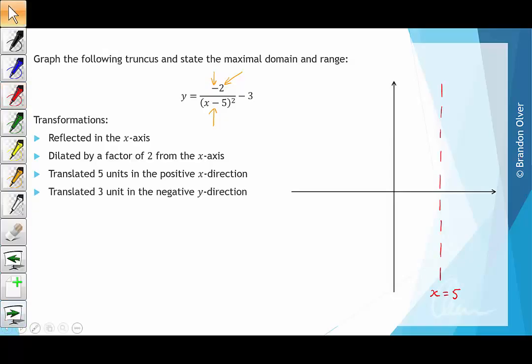The last thing we can recognize is the translation of 3 units in the negative y direction from this -3 here. So that means that our horizontal asymptote has an equation y equals -3, which is somewhere along here.